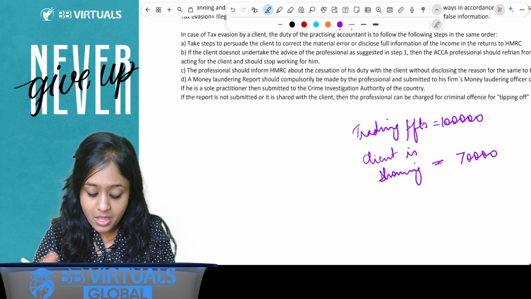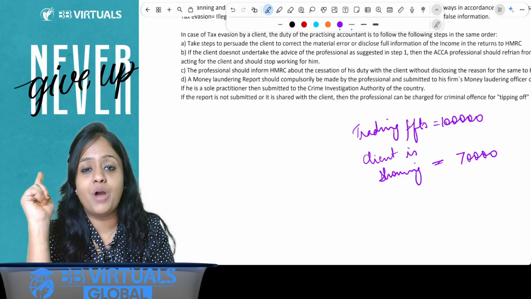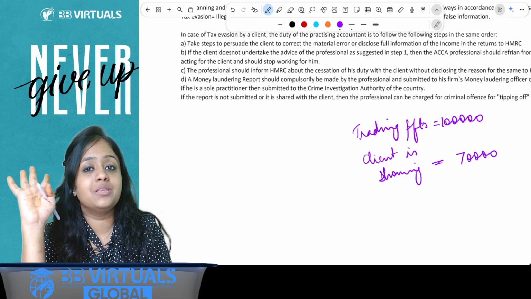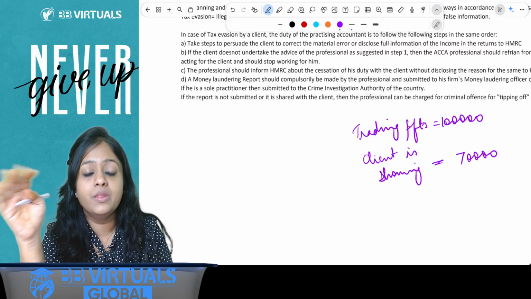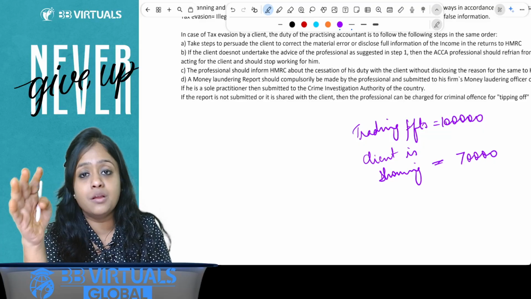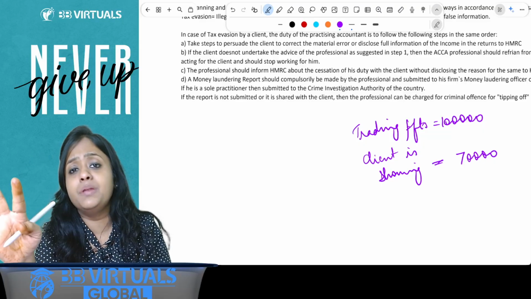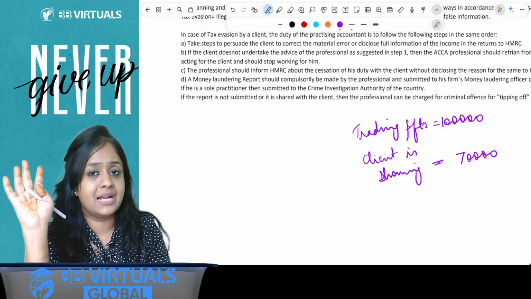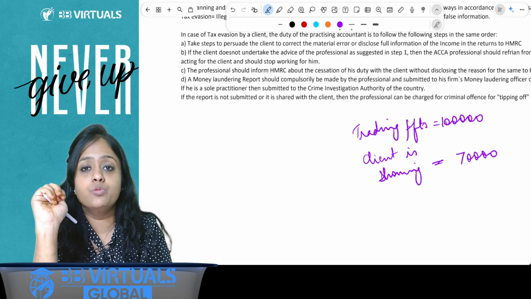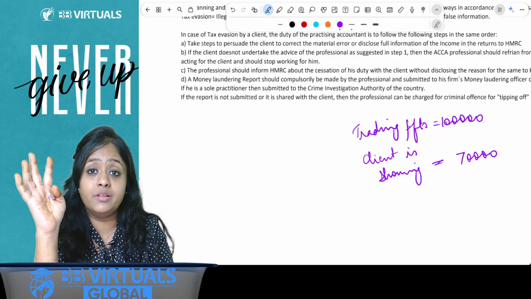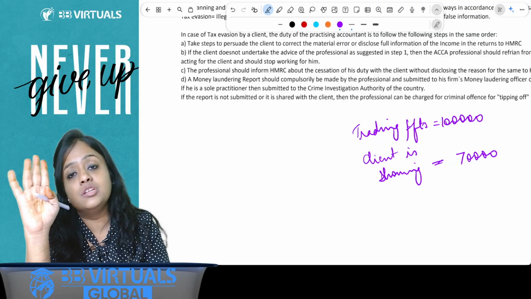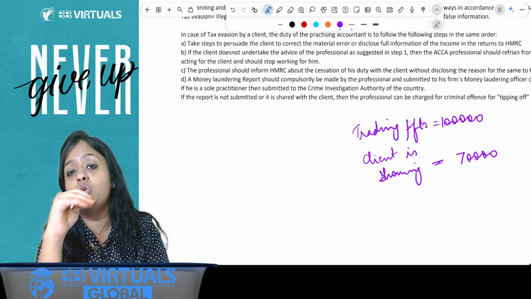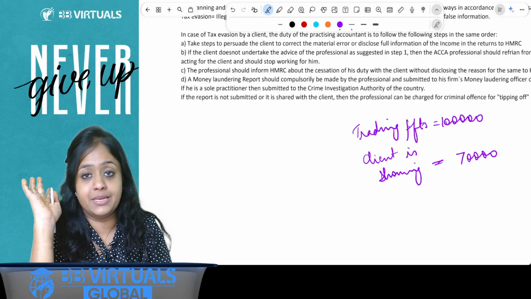Clear? Now, coming back to it, step one is you would try to persuade the client and convince the client and tell him that please do not show this income half, incomplete. Add the income and show the complete income and pay the complete taxes to HMRC. Step 2. The client does not get convinced. The client still wants to hide the information and evade the taxes. Then it's your duty as a tax professional. You will no longer work for that client and you will resign.